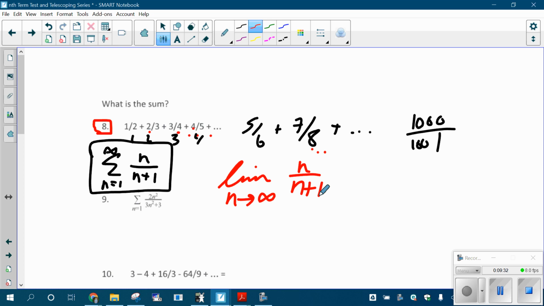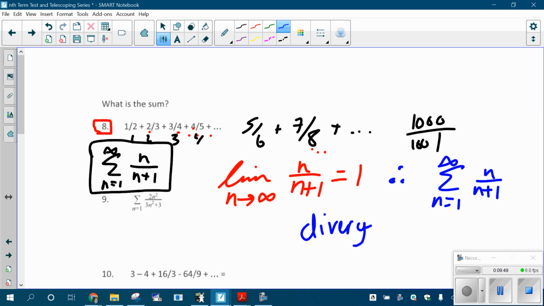What's a million divided by a million plus 1? What's 10 trillion divided by 10 trillion plus 1? It's 1. Because the limit of the sequence is 1, the infinite series obviously diverges.